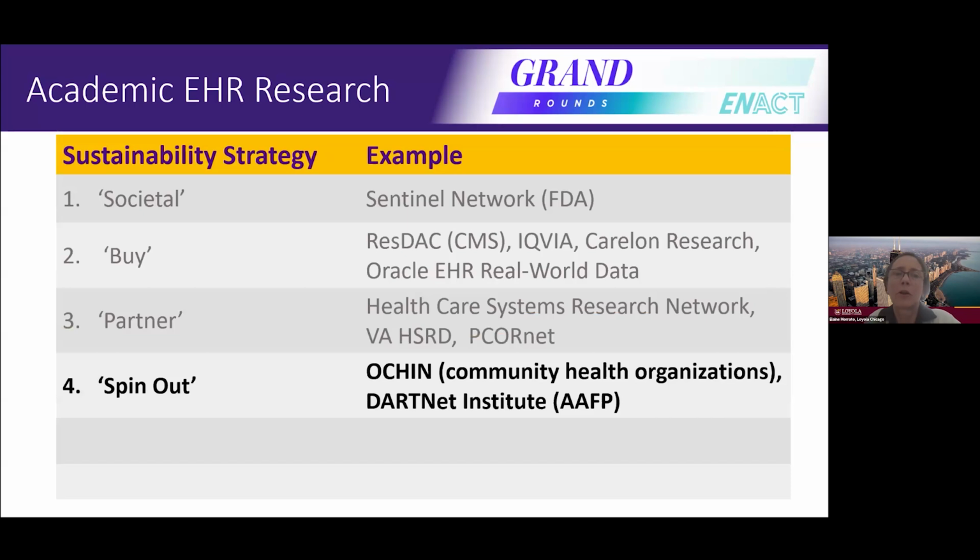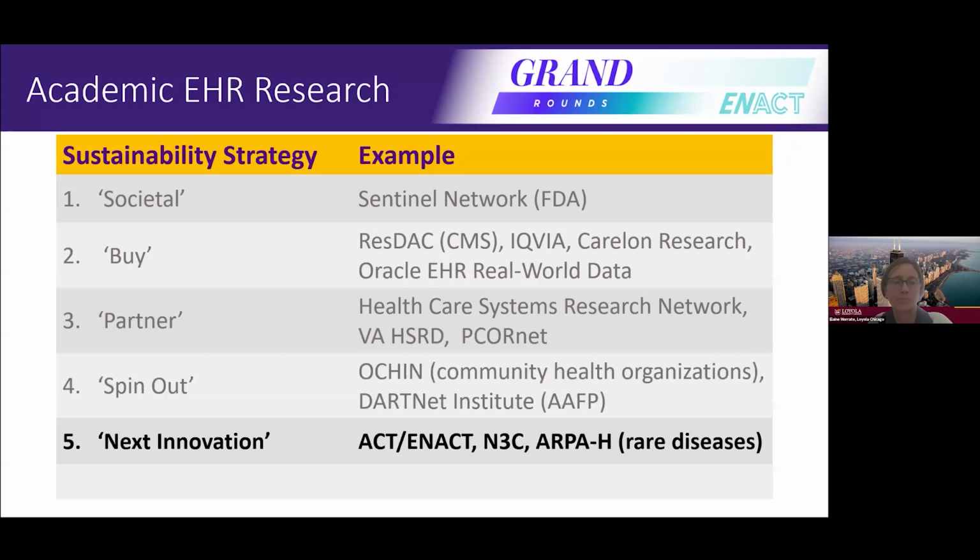The other one I'm going to call a spin-out strategy. It's kind of like an SBIR, small business kind of thing. There are a couple of examples in which they started out with governmental funding, but then became nonprofits. One is OCHEN, which is a premier community health organization research network made up of a number of FQHCs and other community health organizations. When I was at Colorado, I was familiar with DARTnet Institute and their association with the Academy of Family Practice. They focus on clinical needs and questions and have provided value to their constituents such that there's a small licensing fee that allows the enterprise to sustain itself.